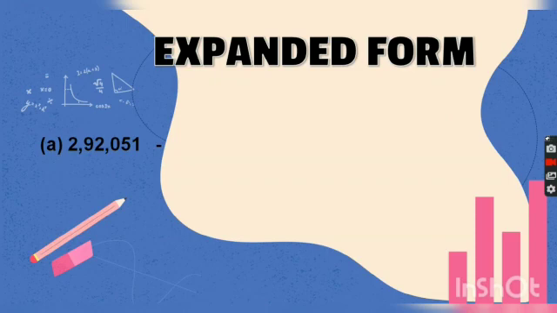For this number, you write the expanded form. First, 2 is in which place? Ones, tens, hundreds, thousands, ten-thousands, lakhs. 2 is in the lakhs place. How will you write 2 lakhs? Yes, 2 lakhs. You write like this. Then you put a plus sign.